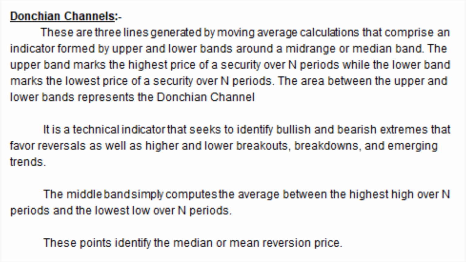Donchian Channel uses 3 lines of the Bollinger Bands to indicate bullish or bearish extremes that favors reversals, as well as lower and higher breakouts under merging trends.